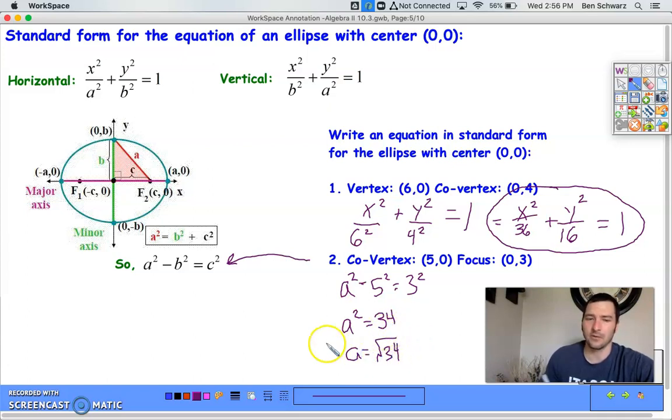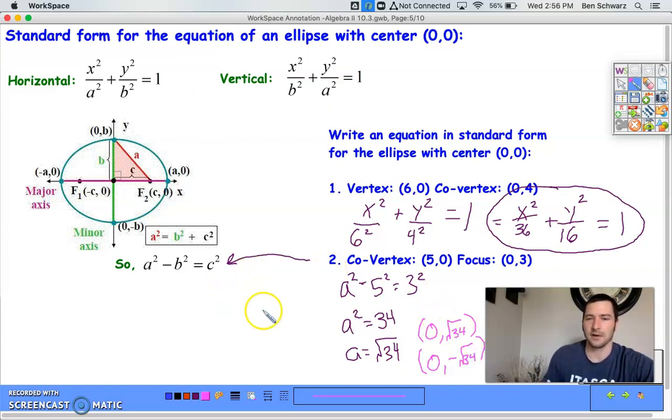Now we can write our equation. I'm going to write it over here. So square root of 34, that's bigger than 5, obviously, right? And since our co-vertex is going left and right, 5, 0 is 5 to the right of 0, 0, this could be going up and down square root of 34. So think of it as you have a point at 0, square root of 34, and 0, negative square root of 34.